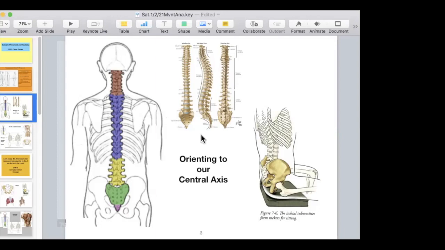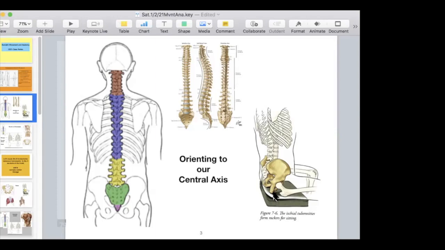But first, let's just orient to sitting. I love this picture because it really shows your sits bones. We're going to keep orienting ourselves to sitting because when we're at the computer or when we're doing sitting work, it's so easy for us to slump and to go off balance. And so here are some points of reference for us.